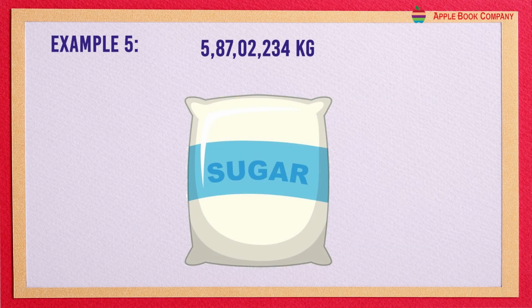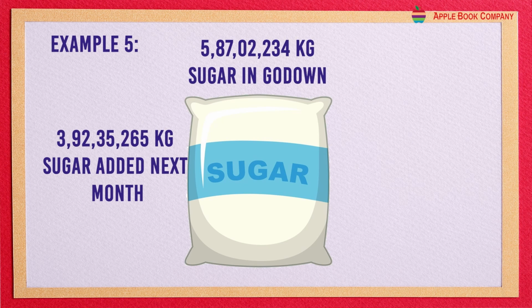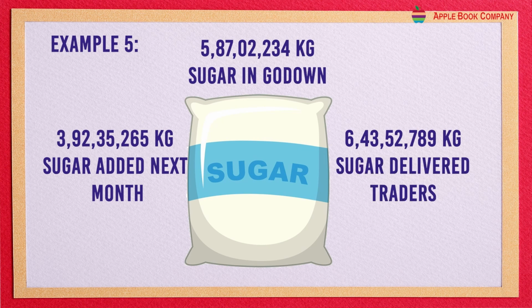Example 5. There are 587,02,234 kg of sugar in a godown. During a certain month, 392,35,265 kg of more sugar was added, and the next month 643,52,789 kg of sugar was delivered to the traders. So how much sugar was left?